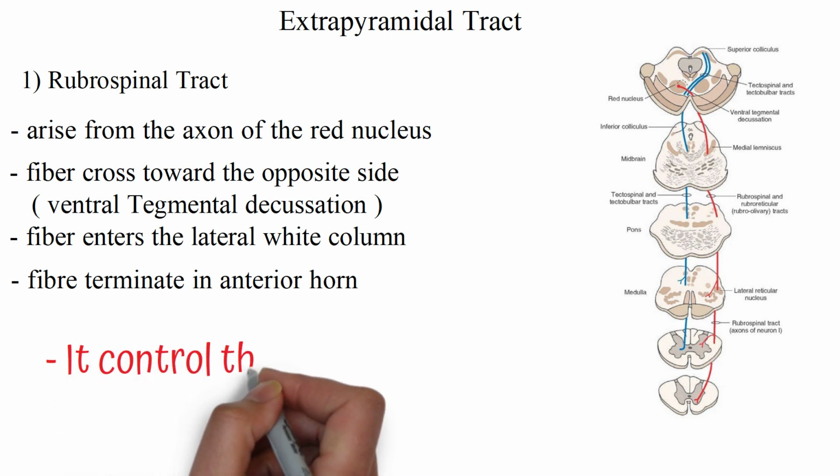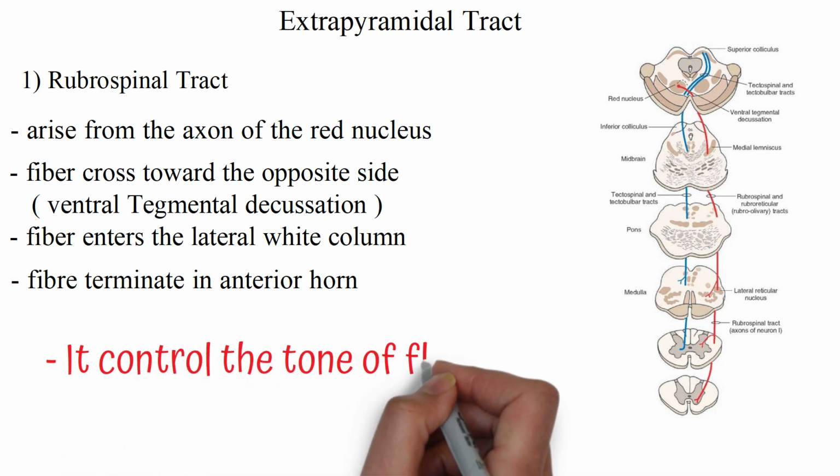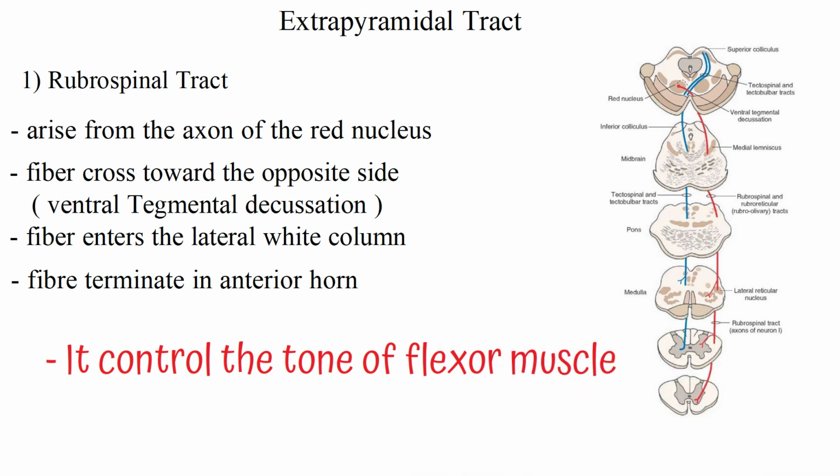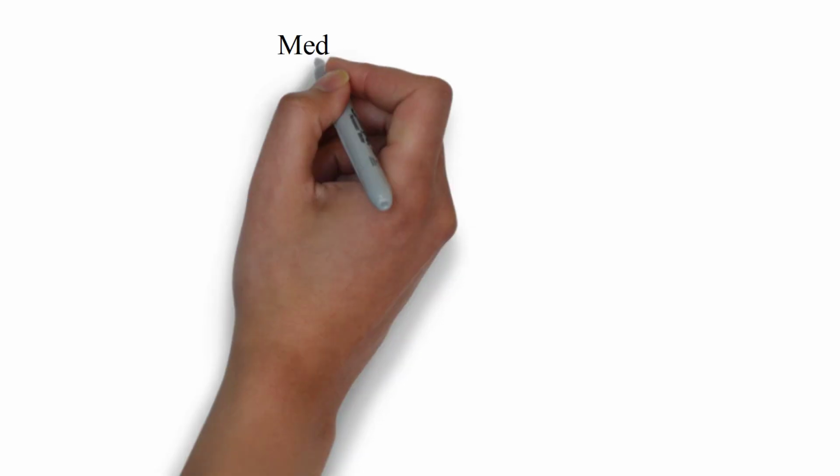The main function of these fibers is to control the flexor muscles. As you can see in the image, the red fiber has crossed towards the opposite side and has descended downward and entered into the lateral white column, and then it has entered into the anterior horn.